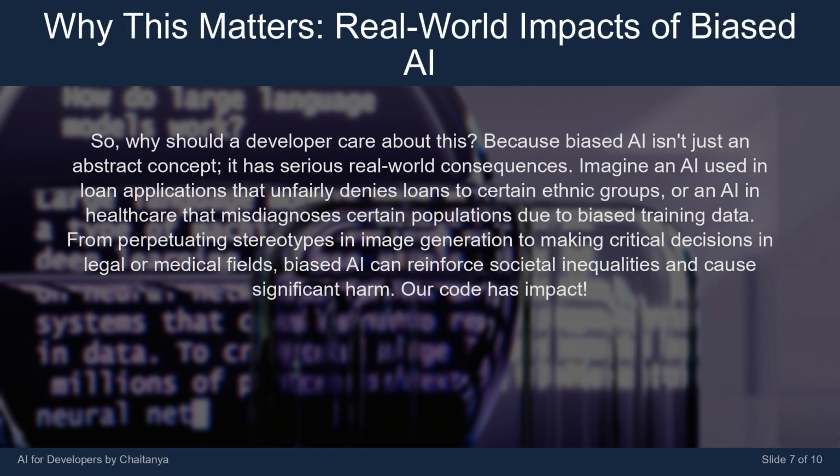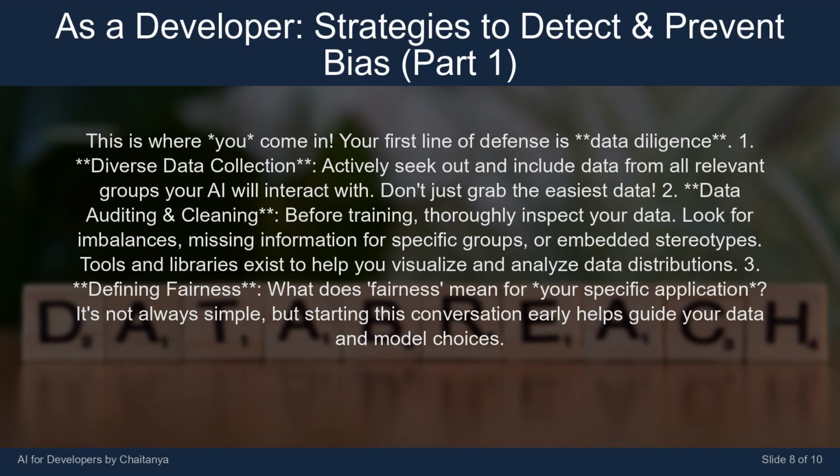So, why should a developer care about this? Because biased AI isn't just an abstract concept. It has serious real-world consequences. Imagine an AI used in loan applications that unfairly denies loans to certain ethnic groups. Or an AI in healthcare that misdiagnoses certain populations due to biased training data. From perpetuating stereotypes in image generation to making critical decisions in legal or medical fields, biased AI can reinforce societal inequalities and cause significant harm. Our code has impact. This is where you come in.